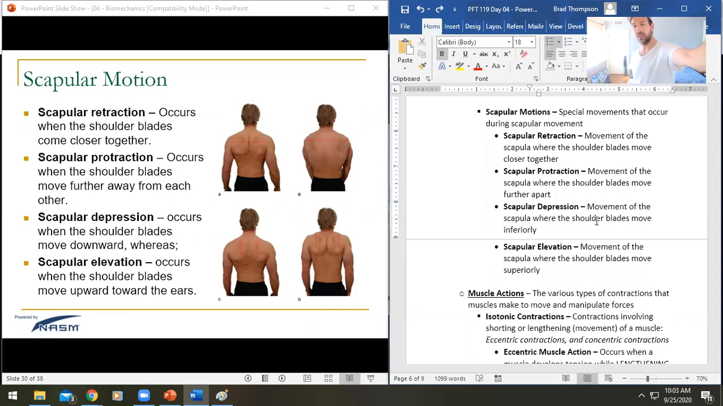And so let me show you what that looks like. So pronation of the foot is where, God, okay. I give up.